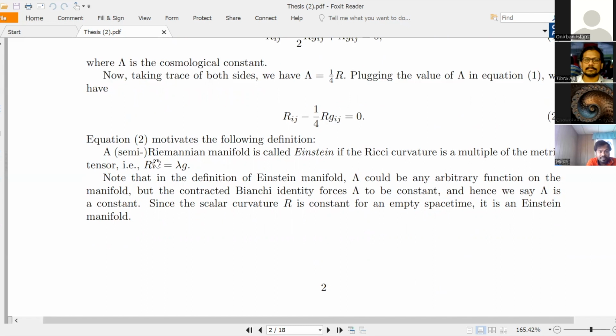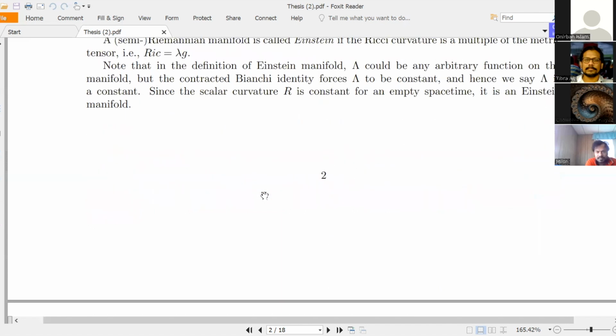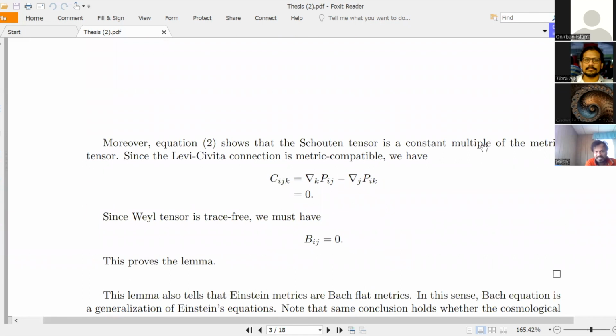A little bit of remark here, Ricci equals lambda G. You could say your little lambda could be a function on your manifold. It could be any function. Then you give a little bit of mathematical argument. You apply the so-called contracted Bianchi identity once, then it forces your little lambda to be a constant. Therefore, people say this little lambda is a constant, not a function. But you can start with the function. That is absolutely fine. Anyway, that's some little bit of technicality.